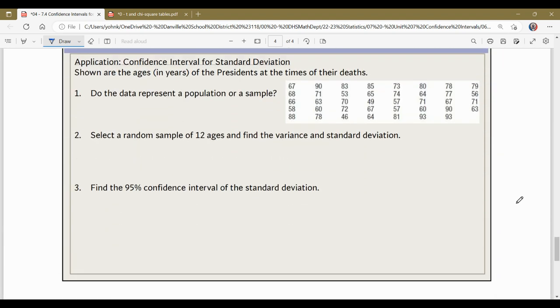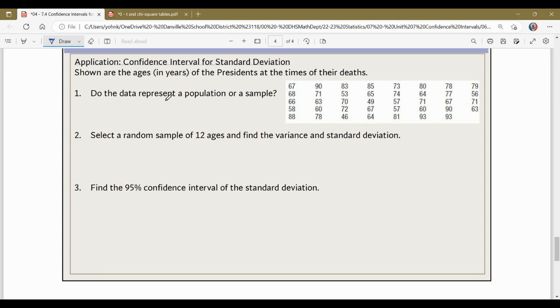Ooh, application problem. All right. Shown are the ages in years of the presidents at the times of their deaths, and all of the data that's here. Notice that the highest is 93 and the lowest is 46. Is that the lowest? Yeah, 46. Do the data represent a population or a sample?